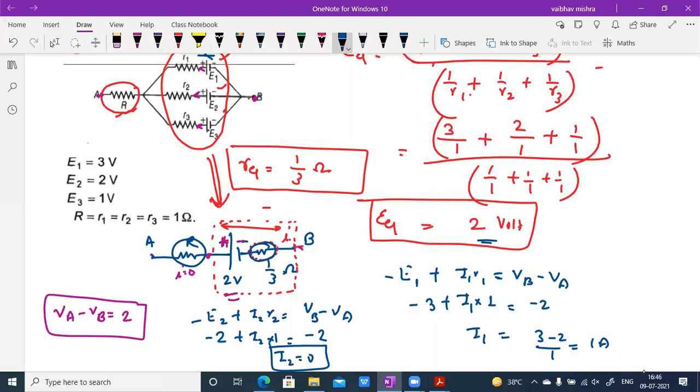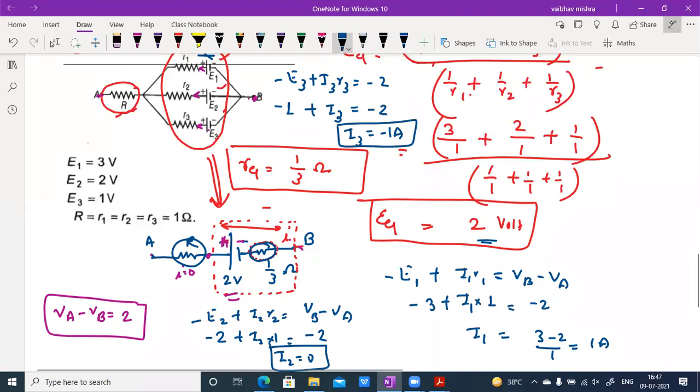Similarly, use it for the third one. So minus E3 plus I3 times R3 is equal to minus 2. And this was 1, so minus 1 plus I3 is equal to minus 2. I3 comes out to be minus 1 ampere, so the direction will be opposite. These are the currents in these three branches.